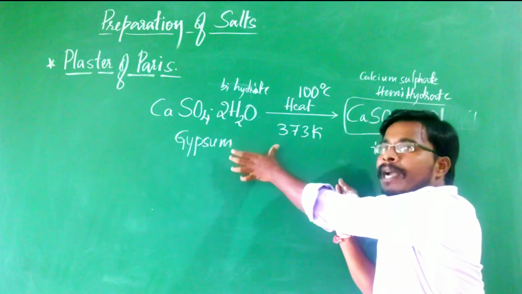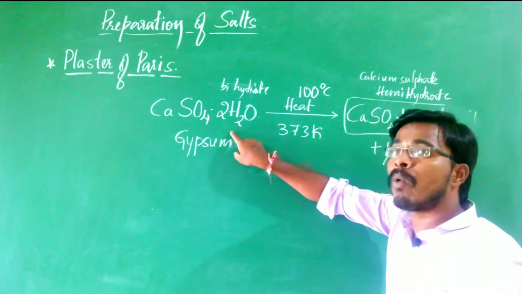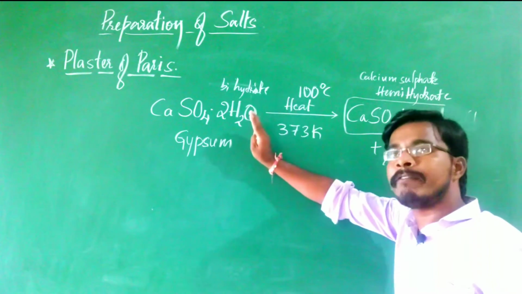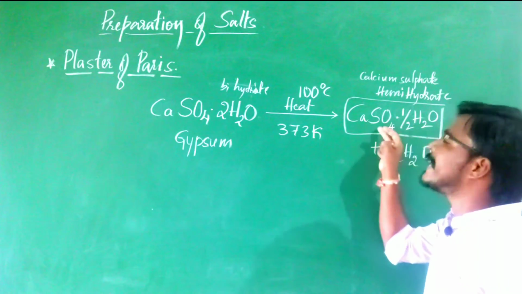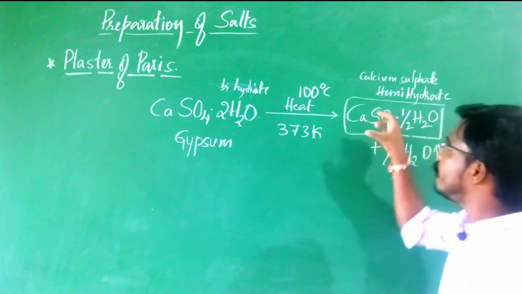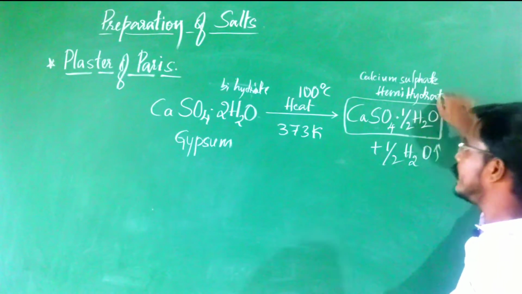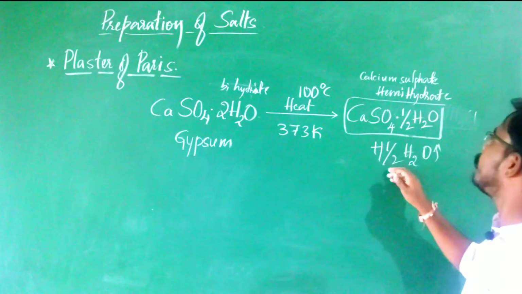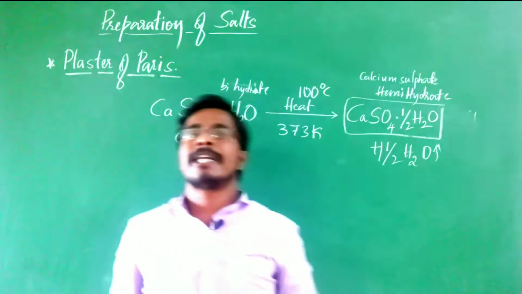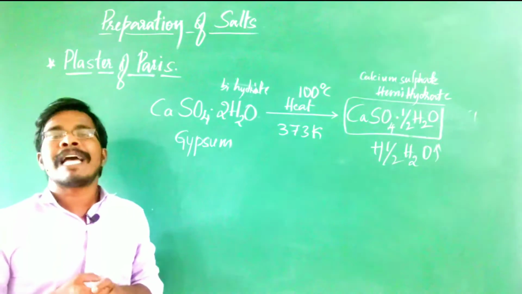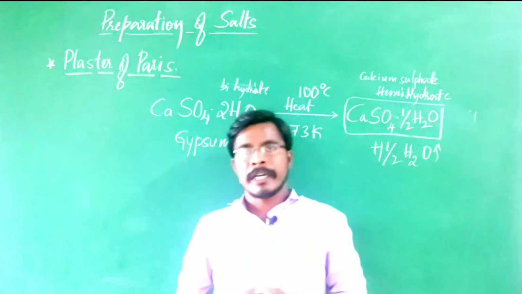When you heat it at that temperature, 1.5 molecules of water will be liberated or separated outside, and only half a molecule of water will remain attached to calcium sulfate, which is called calcium sulfate hemihydrate, and 1.5 molecules of water will evaporate. So this is nothing but your plaster of Paris. This plaster of Paris is mainly used in the fixing of fractured bones.